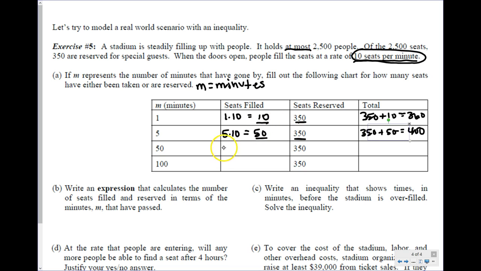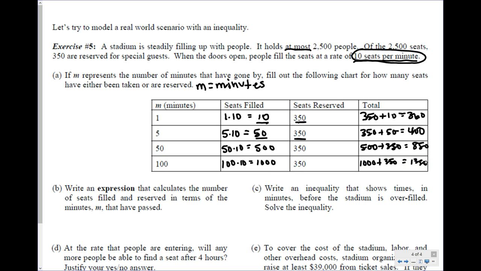After 50 minutes, I'm going to do another multiplication. Now I do 50 times 10. That gives me 500. So I have then 500 plus 350 is going to give me 850. So I've got 850 seats filled up. So I'm filling up my stadium. After 100 minutes, same thing. 100 times 10 is going to give me 1,000. So I'm going to have 1,000 plus 350, and that's going to give me 1,350.